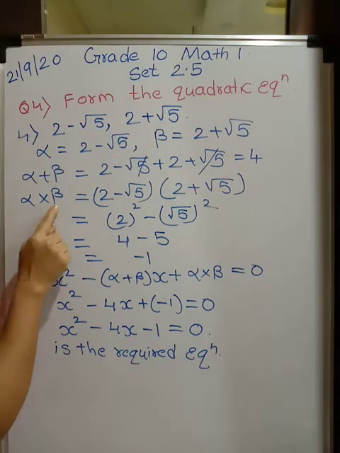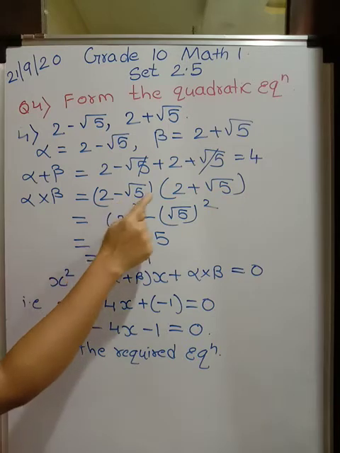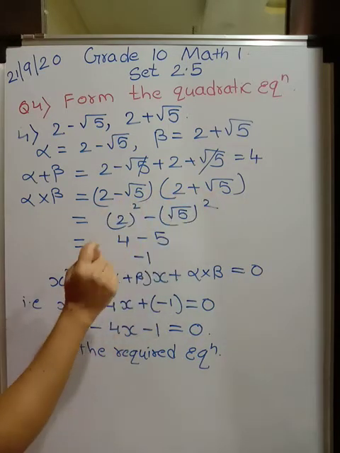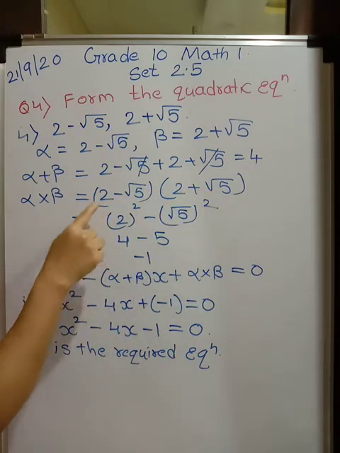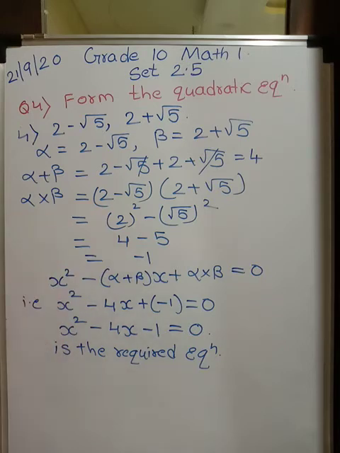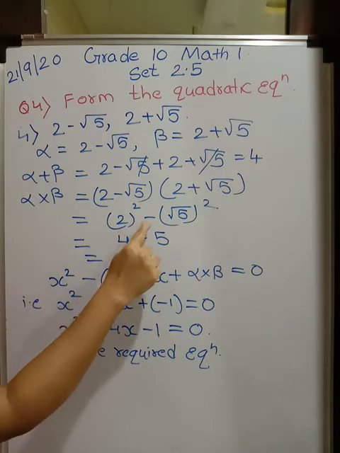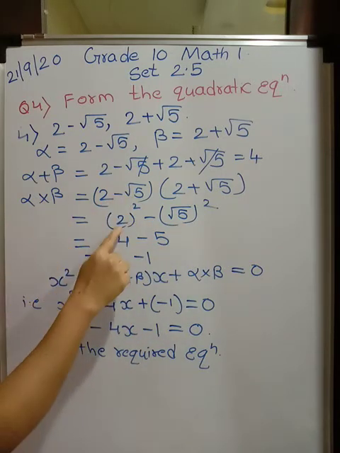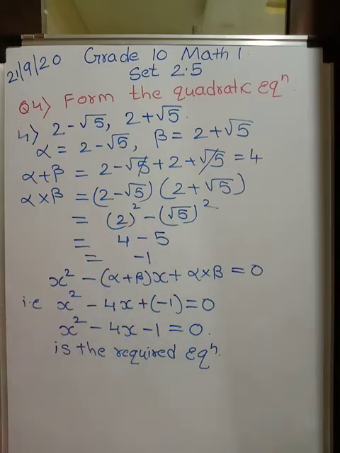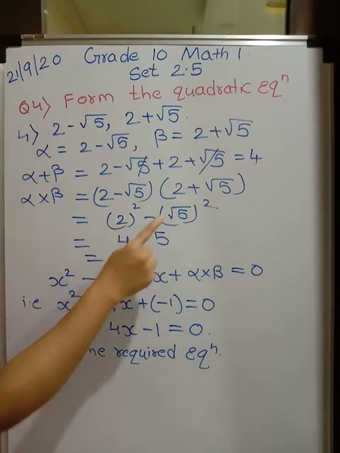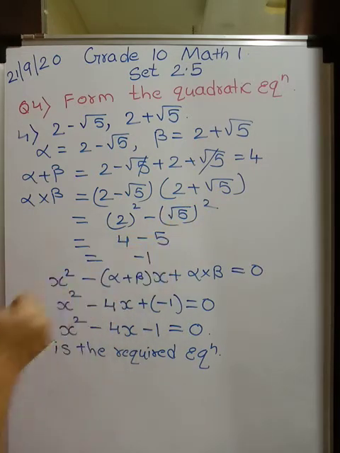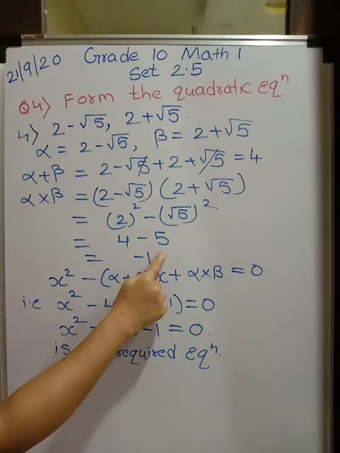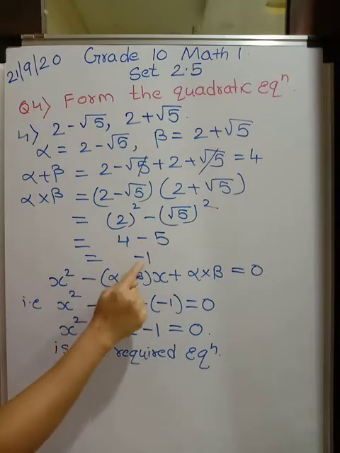Alpha into beta. It is 2 minus root 5 into 2 plus root 5. Isn't it the same as a plus b into a minus b? Okay, we can apply a plus b into a minus b. It is what? A square minus b square. So your a is 2 and b is root 5. So it will be 2 square minus root 5 square. 2 square is 4. Root 5 square is root 5 into root 5, that is root 25. Square root of 25 is 5. Alright. So 4 minus 5 will give you minus 1.